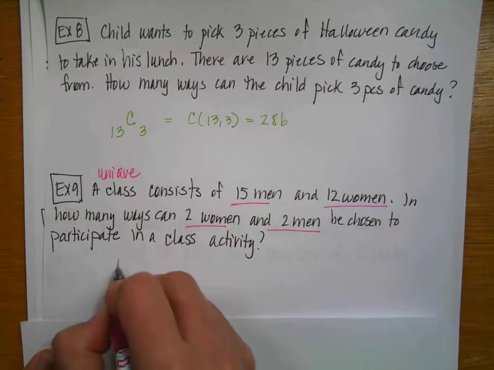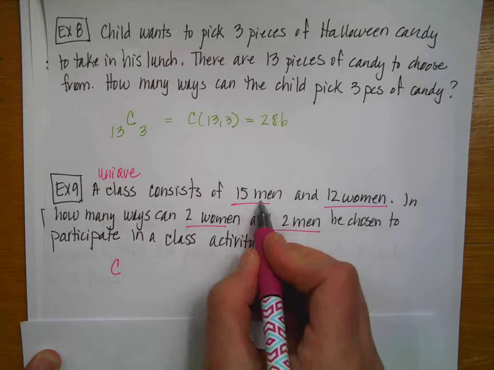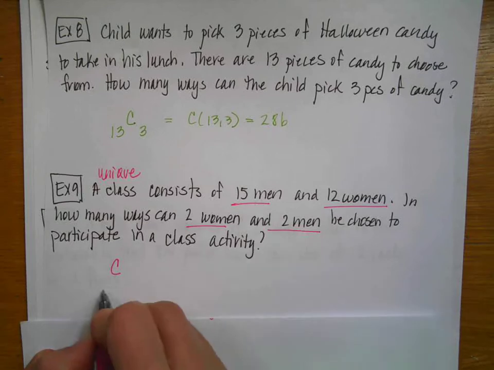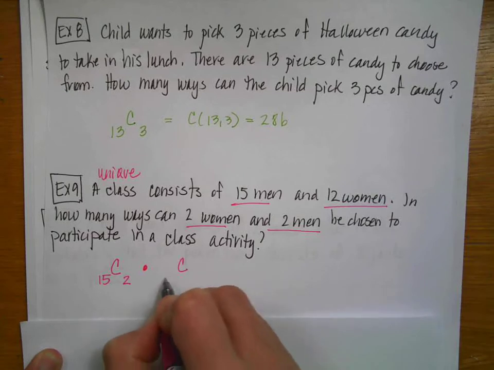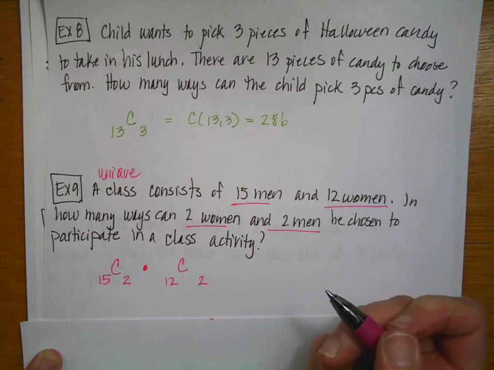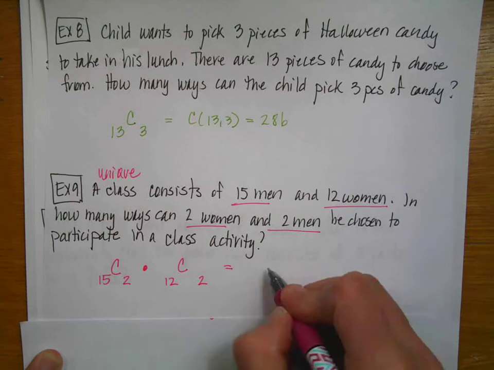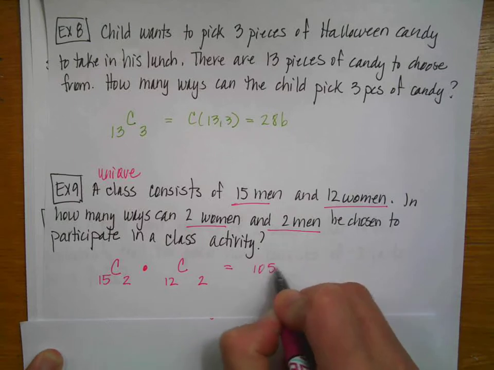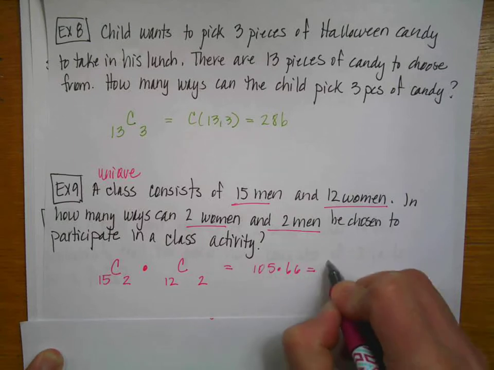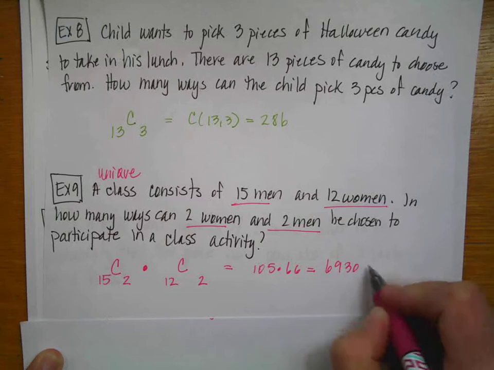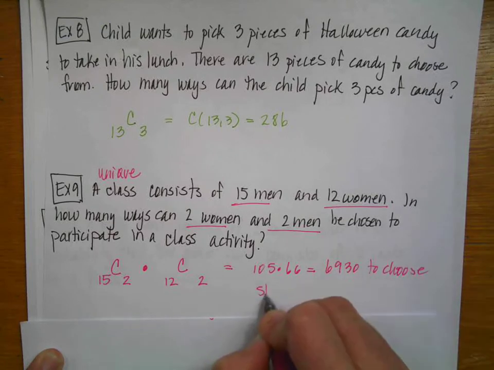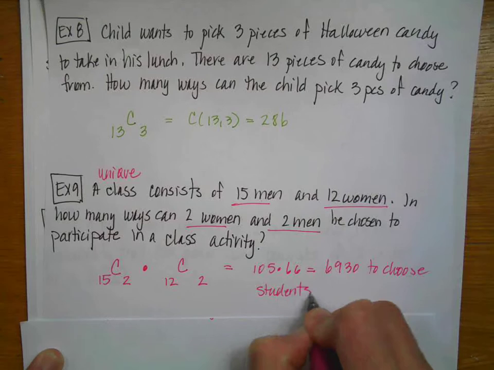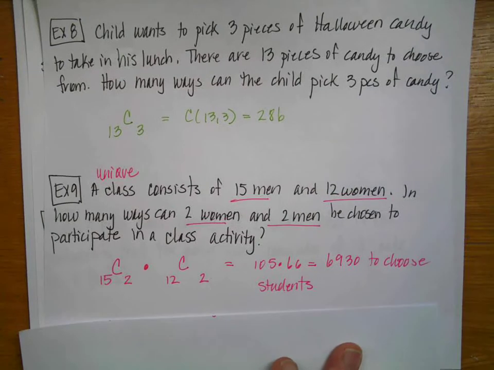So the first thing I need to notice is that I'm choosing men and women separately. So the first one is I have the combination. I'll do men first since they come first in the problem. 15 choose 2. And then I'm going to multiply by the combination of 12 choose 2. And again, I can push buttons on my calculator, and I'm going to get 105 times 66. And this is 6,930 ways to choose students.